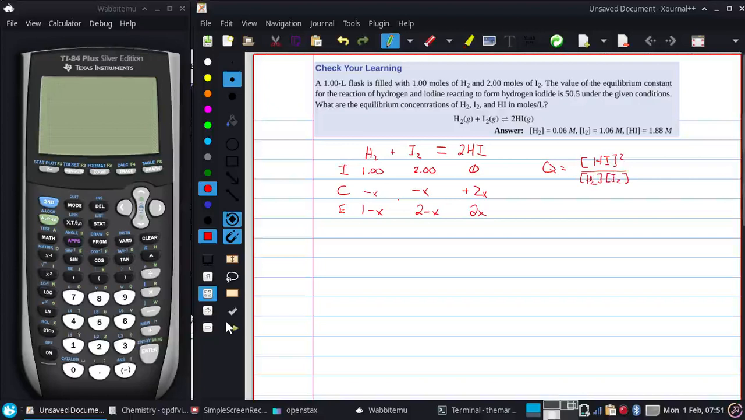All right, now the reason this problem arose is someone noticed that if we work backwards using the answers given, so what I mean by that, if I try to solve for K, if I take that 1.88 and square it, and then divide by both the H2, which is 0.06, and the I2, which is 1.06, I don't necessarily get the K of 50. I actually get 55.